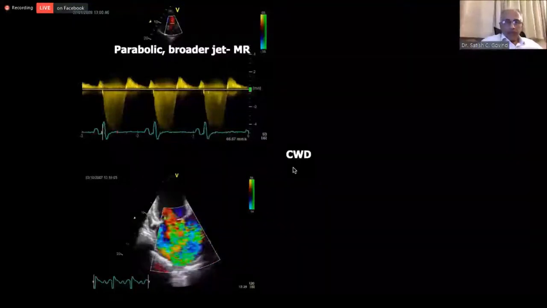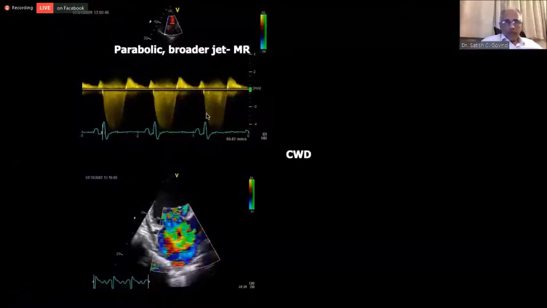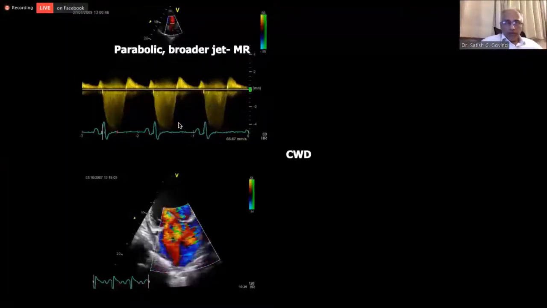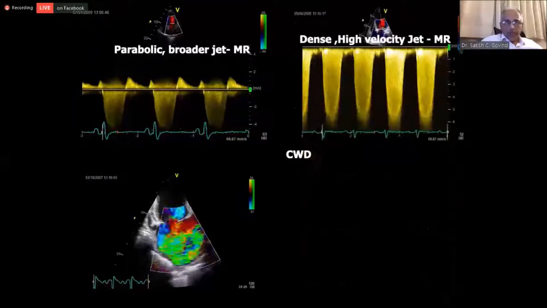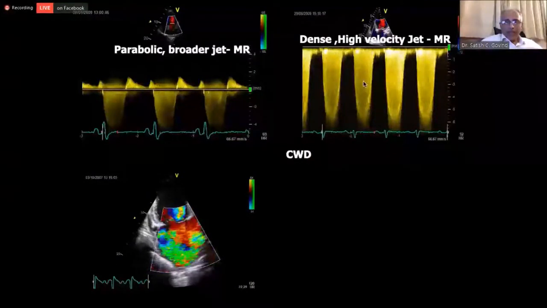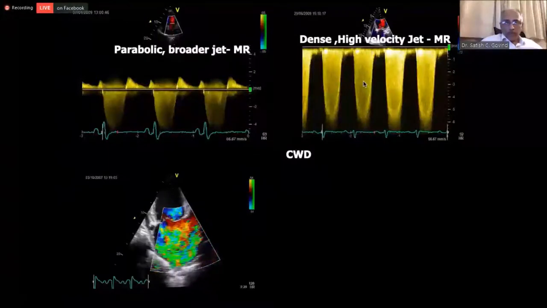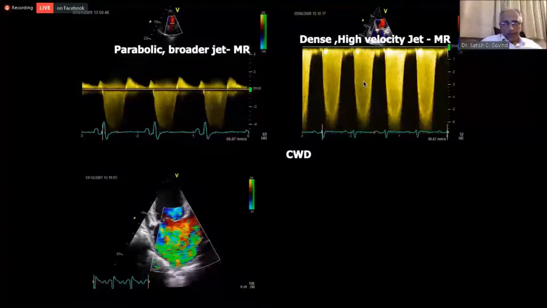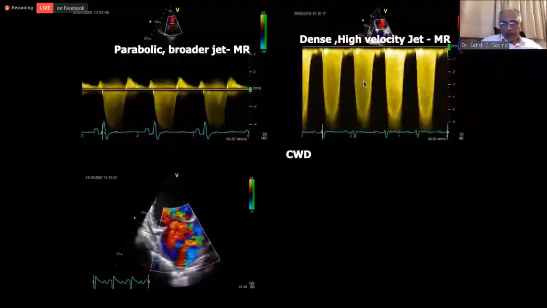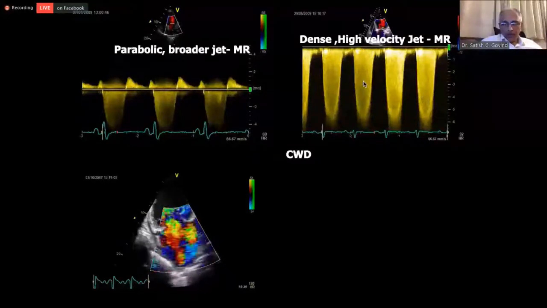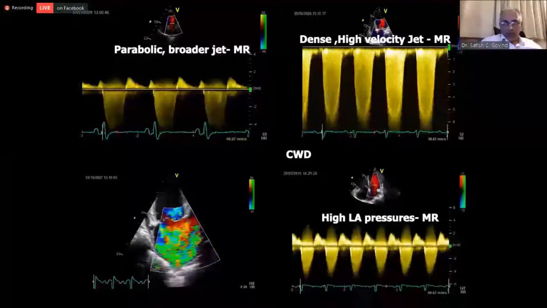Next is looking at continuous wave Doppler. Just by looking at this, the waveform itself gives you an idea. It has got a broad duration. It is parabolic. That is the initial impression. And then you can see that it has got high velocity. That is the other one. And the density itself tells you the more dense it is, the more severe the regurgitation. But again, it is not very reliable because you can increase the gain by cranking up the knob and you can get into trouble. So not very reliable here, but you can use it.